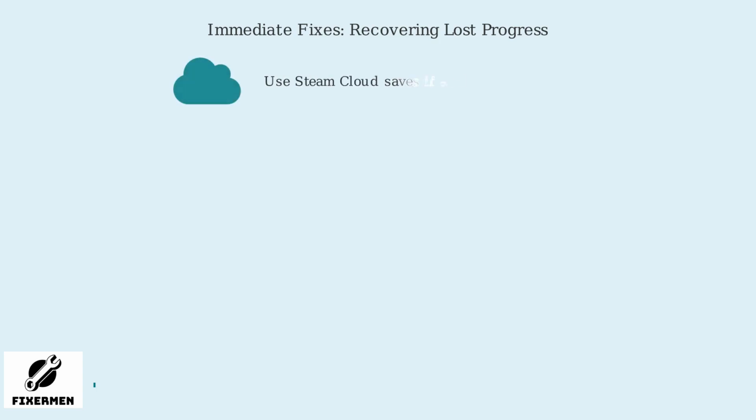If backups don't work, check for cloud saves through Steam Cloud if you have it enabled in your Steam settings. As a last resort, community-created guides like the Peak Save Recovery Guide on Steam offer hex editing techniques. However, use these with extreme caution as they can further corrupt your files.